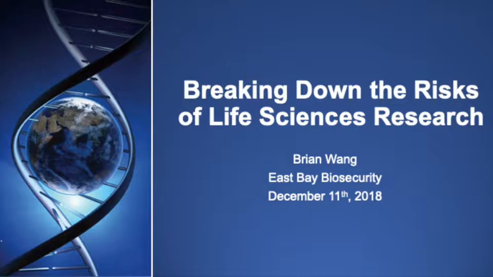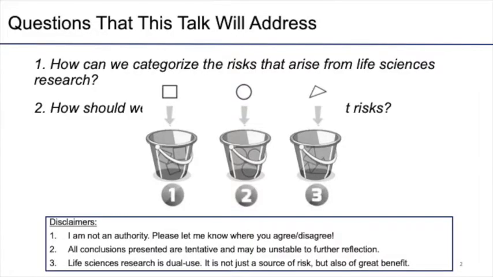As you can see, the title of my talk is Breaking Down the Risks of Life Sciences Research. And as you might guess from that title, we're going to be looking at two different questions throughout this talk. First is, how can we categorize the different risks that arise from life sciences research? And secondly, after we've done categorizing them, how should we prioritize among these different risks?